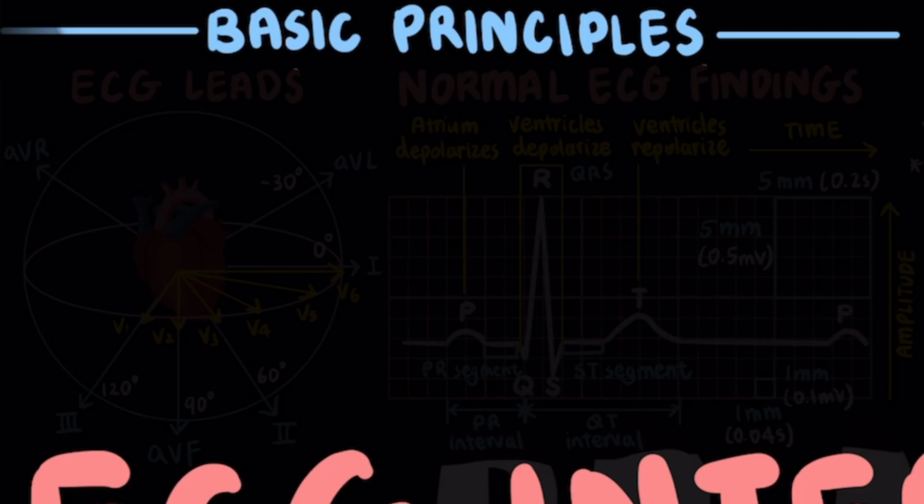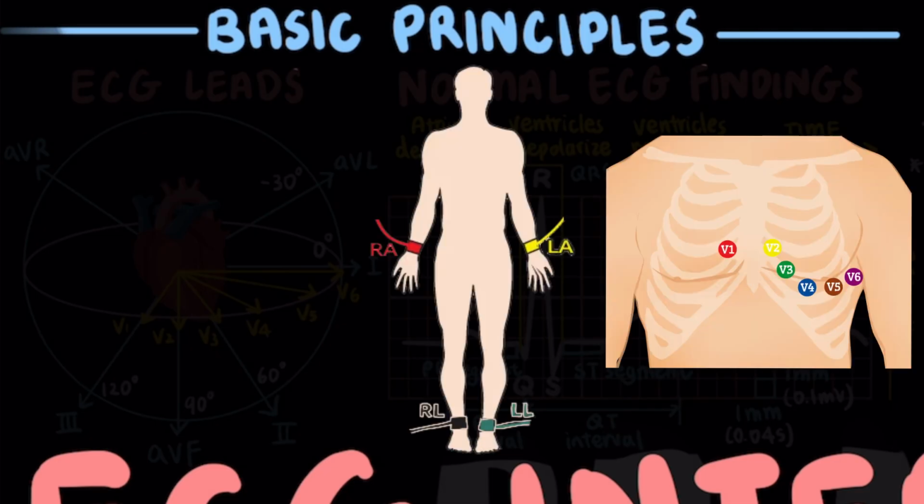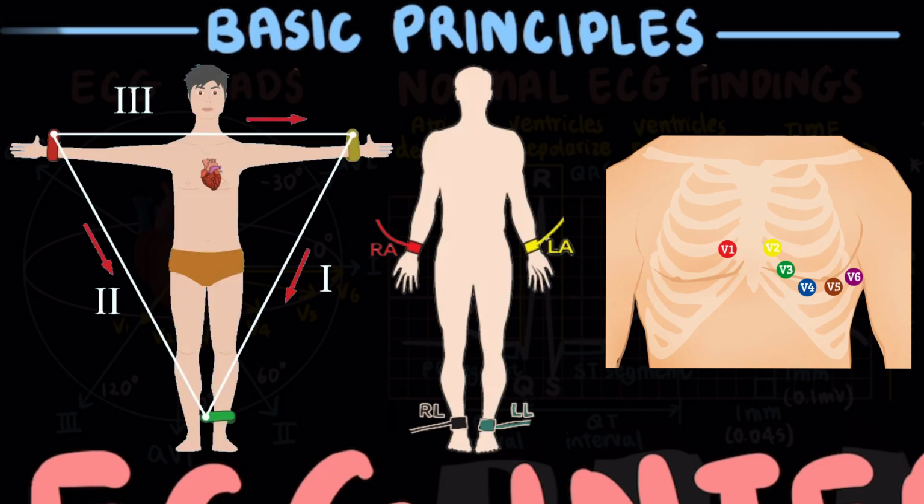In a standard 12-lead ECG, we place 10 electrodes on the body. We start with 4 limb electrodes, 1 on the right arm, 1 on the left arm, 1 on the right leg, and 1 on the left leg. The right leg electrode doesn't contribute to the ECG tracing. It serves as a ground. The other 3, right arm, left arm, and left leg, are used to generate the limb leads.